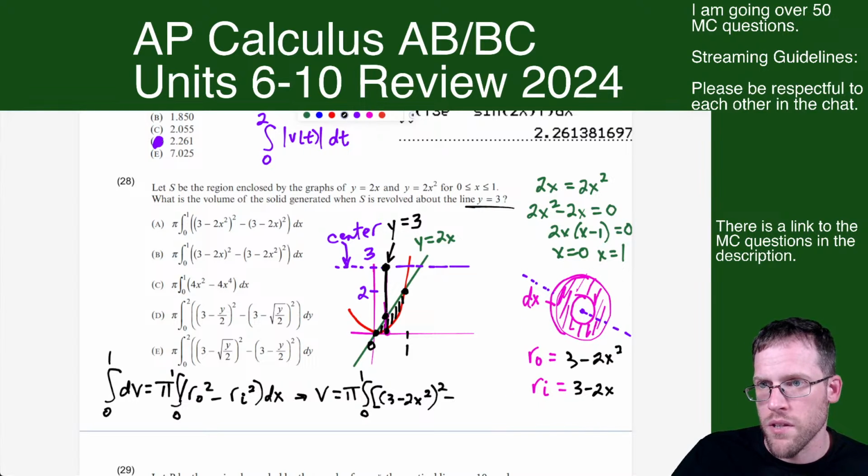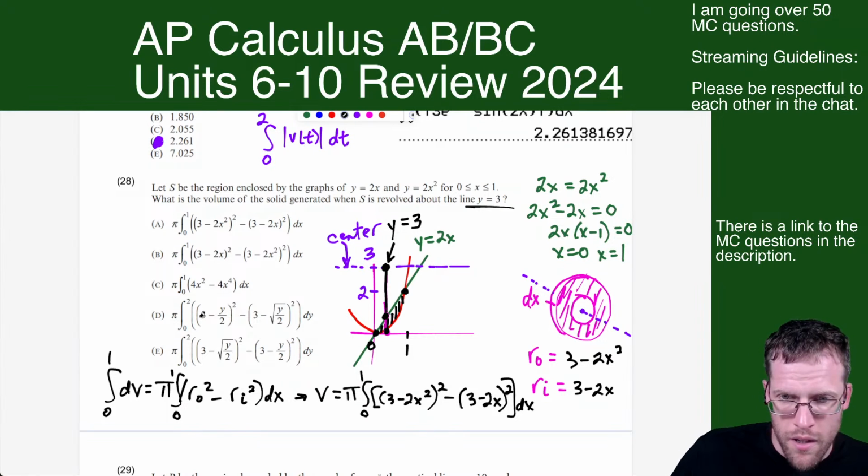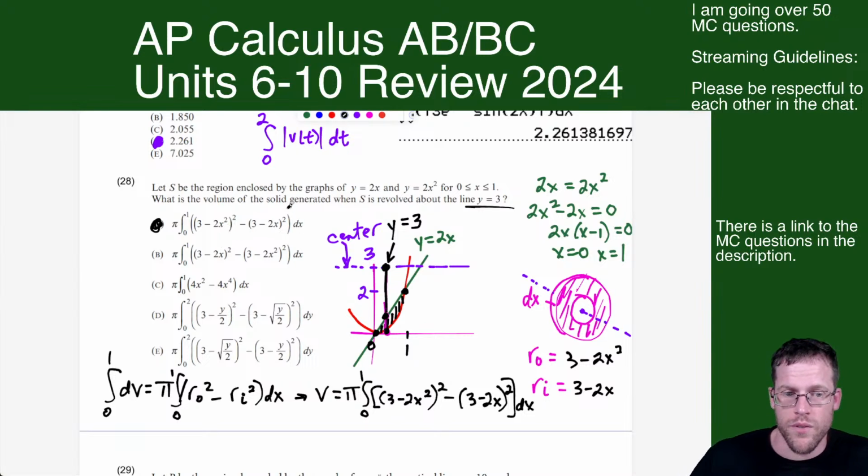And now, I'm just plugging in. So outer radius minus inner radius is 3 minus just 2x squared, and then dx. Okay, so 28, we scan, should match this: 3 minus 2x squared, squared, minus 3 minus 2x squared.